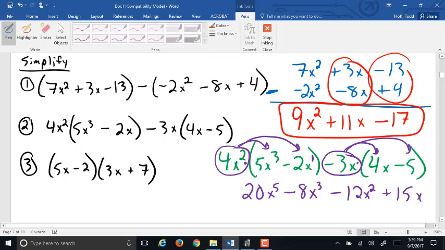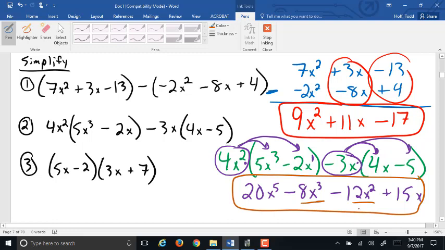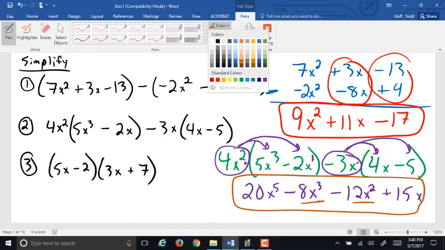Are we done? No, what do we have to do yet? We're done, right? I thought I heard somebody say no, but we're done. That's it. Nothing more we can combine. If we had any that had the same power of x, there would be stuff we can combine, but there isn't right now. Any questions on that one?